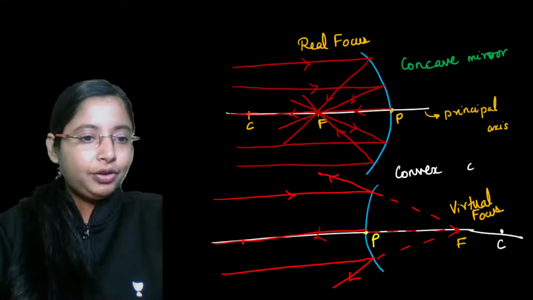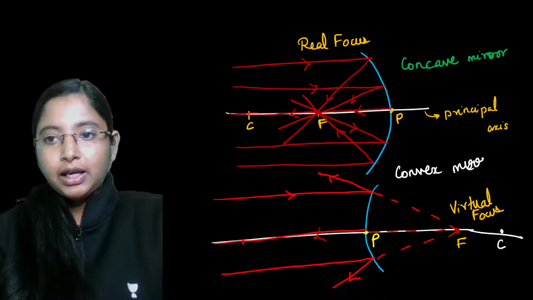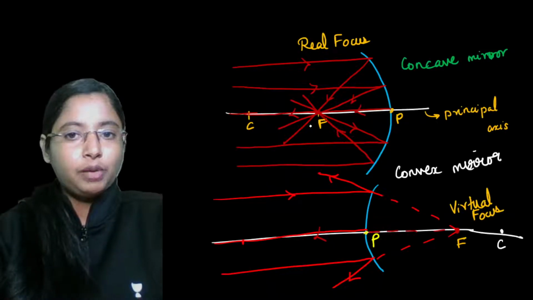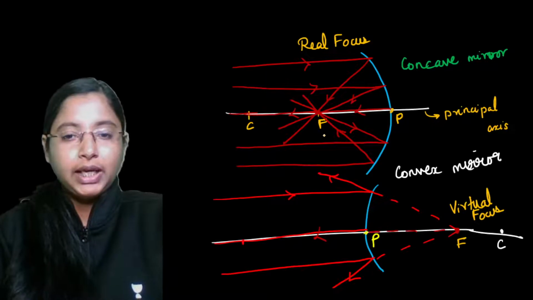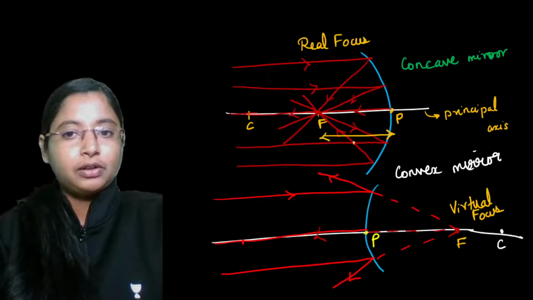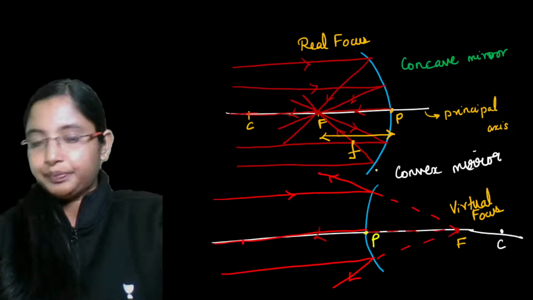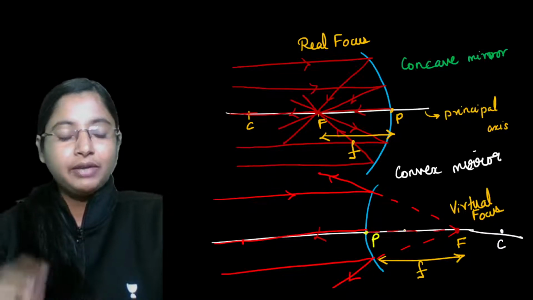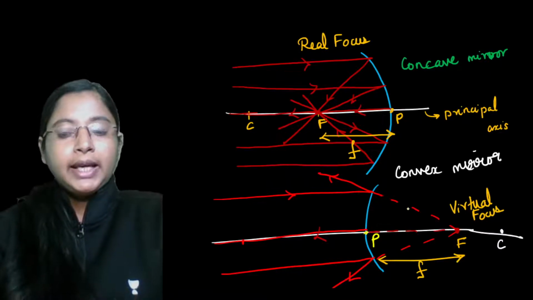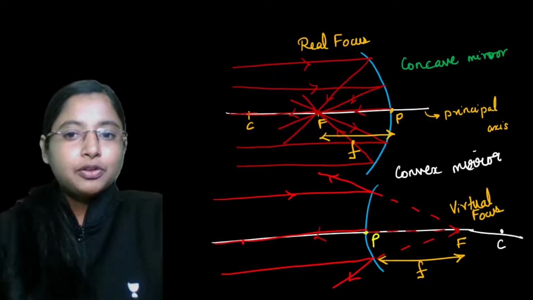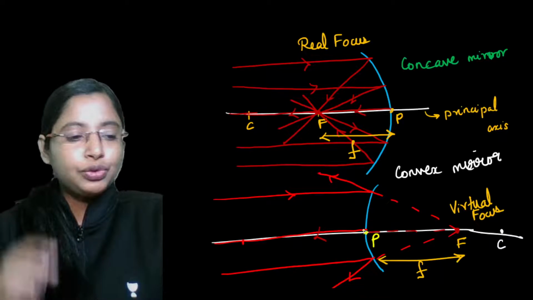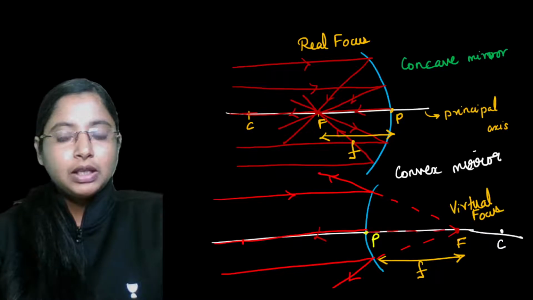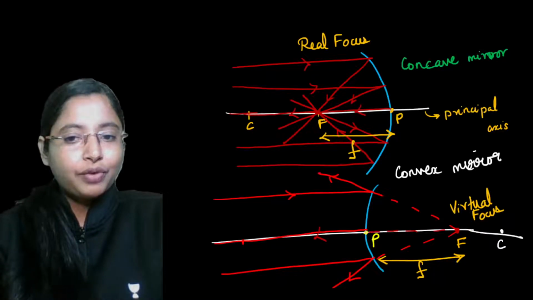Now one more point: the distance from the pole to the focal point is called the focal length. In this case, the distance PF, where F is the focal point. Any distance measurement you make with respect to mirrors has to be taken from the pole. So to measure the focal length, you start measuring from the pole towards the focal point.